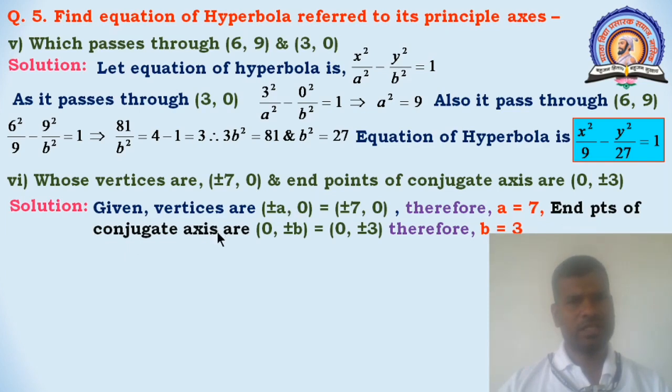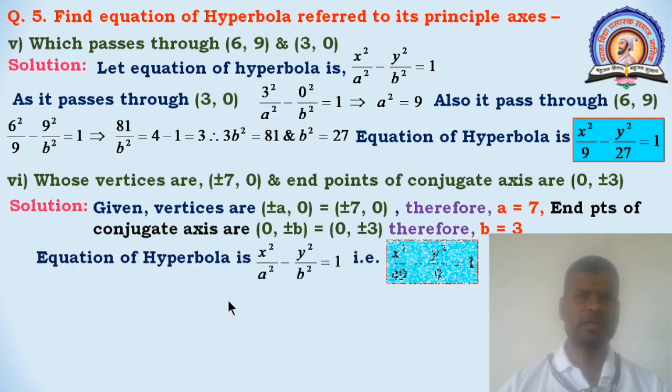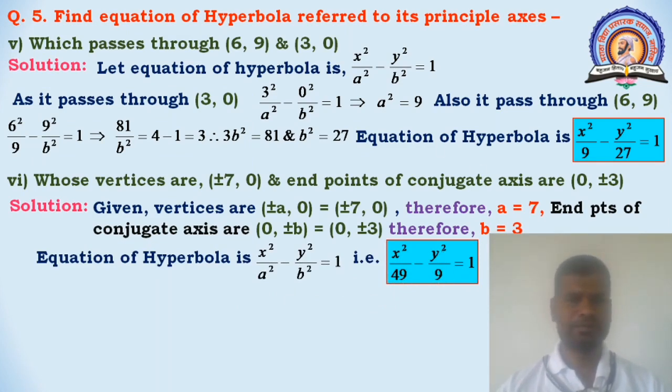Conjugate axes are 0, plus or minus b, equal to 0, plus or minus 3. Directly you will get the value of b is 3. We know that a is 7, b is 3. So put those values of a and b in the standard equation of hyperbola. You will get the equation of hyperbola as x square upon 49 minus y square upon 9 is equal to 1.